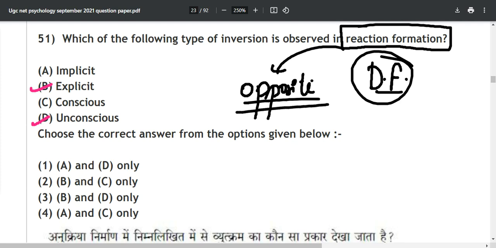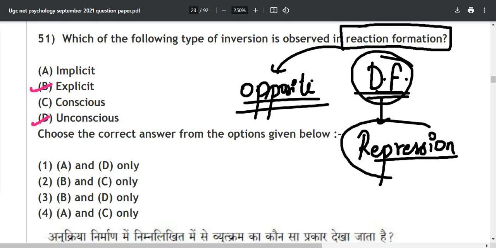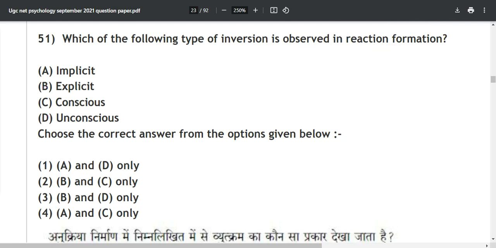You are doing just the opposite, because for defense mechanisms, a prime example is repression, and it is the most repeated: suppression of the bad memories, or the memories which you don't want to recall. Repression keeps repeating every time. So the correct answer is the explicit one and the unconscious one. So option number 3 is correct. B and D only is the correct answer over here.